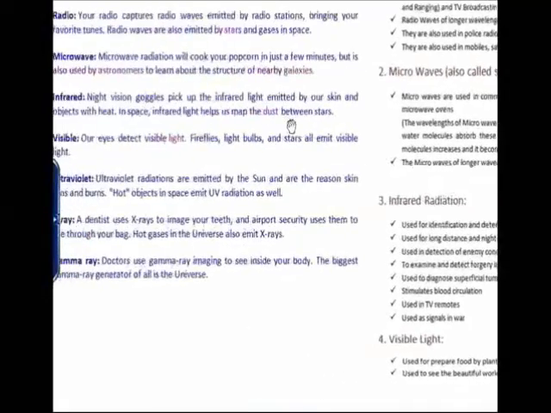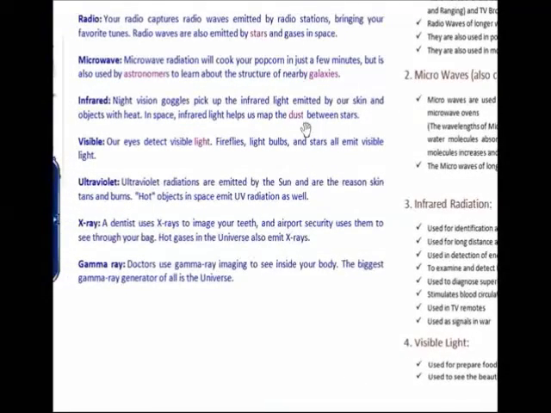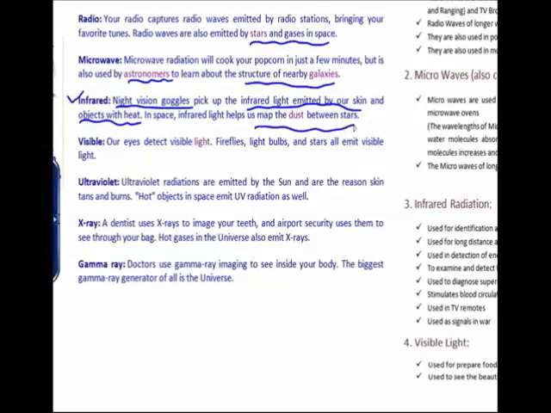We also have to understand that the radio waves are emitted by stars and gases in space, whereas microwaves are basically used by astronomers to study the structure of nearby galaxies, whereas infrared is basically used in night vision goggles to pick up the infrared light emitted by our skin and the objects with heat. Now it is basically used in mapping the dust between the stars.